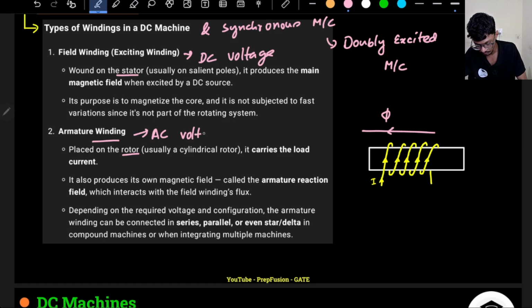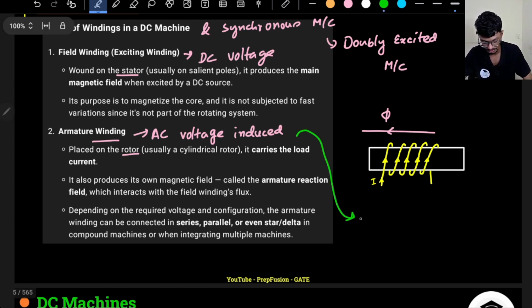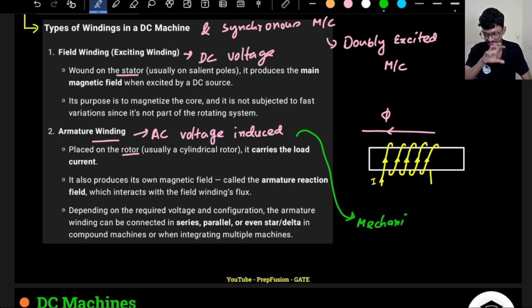But what we do is we basically rectify this voltage to DC. There is a mechanical rectifier known as commutator. Mechanical, why? Because it is a physical rectifier. It is not an electronic rectifier, just like a bridge circuit like diode rectifier, right? It is not like that. It is mechanical, physically it will be there.